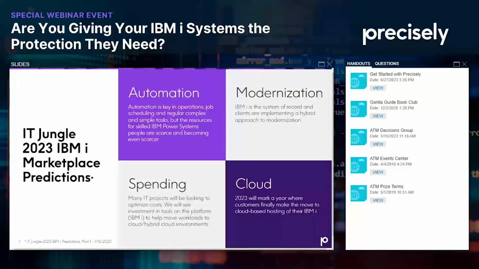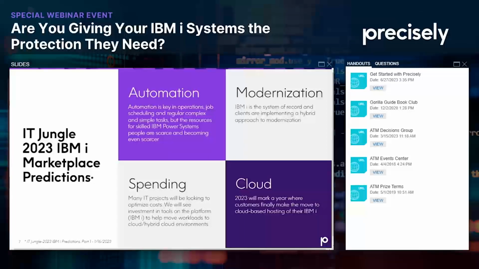And then finally, this touches on some of these other areas of automation and modernization, but this move to the cloud is really real. The marketplace prediction from IT Jungle talked about 2023 really being a year where customers are finally stopping talking about the cloud and actually making that movement. And we are seeing people and companies that actually take that approach as well.